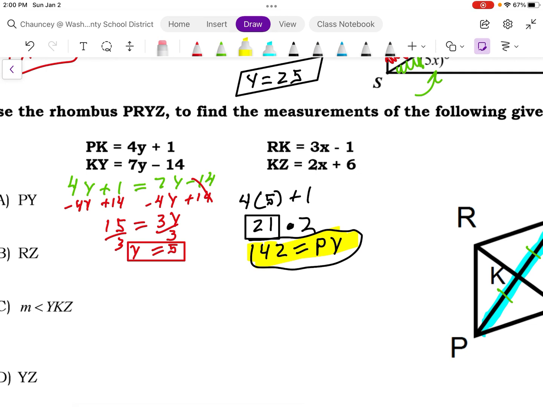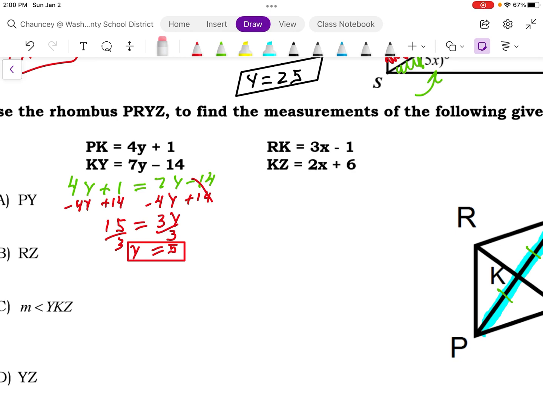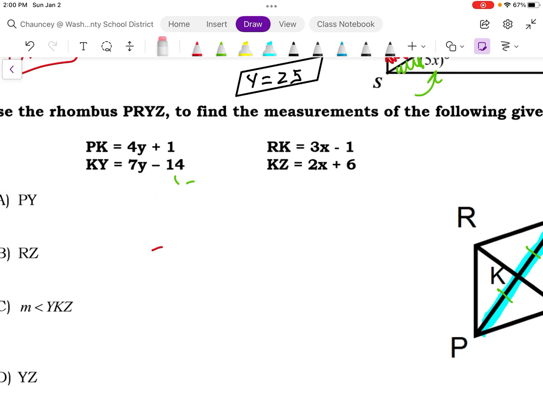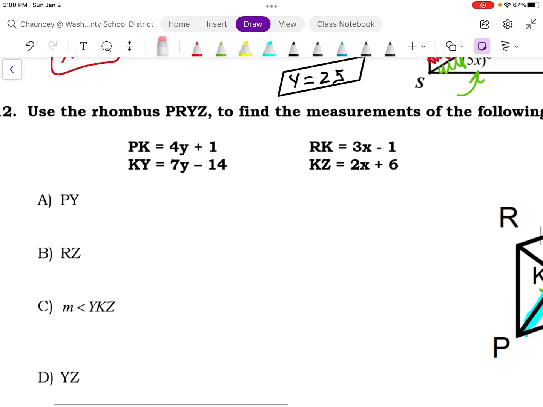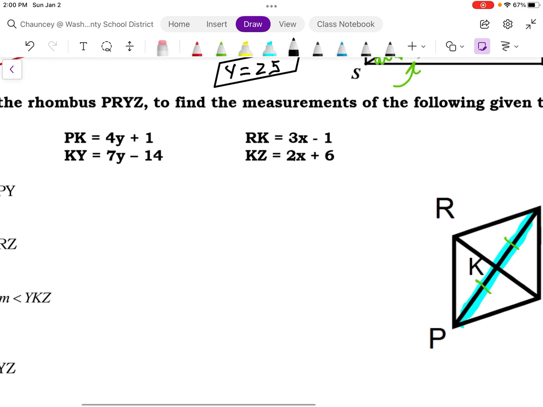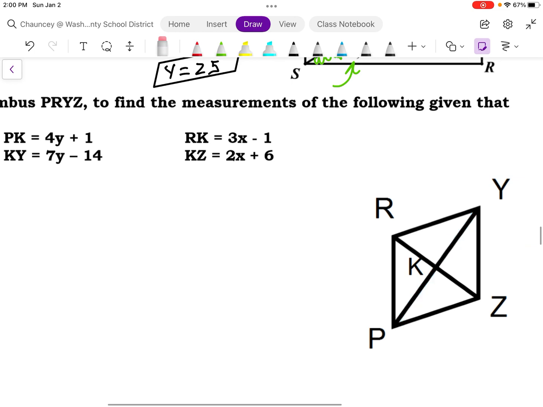We good? I'm going to erase this just so I have some more space here. All right, so next, sort of the same deal. They're looking at RZ. Let's erase this. So now they're looking at the whole length, RZ, right here. And they're saying RK equals 3x minus 1, and KZ equals 2x plus 6.